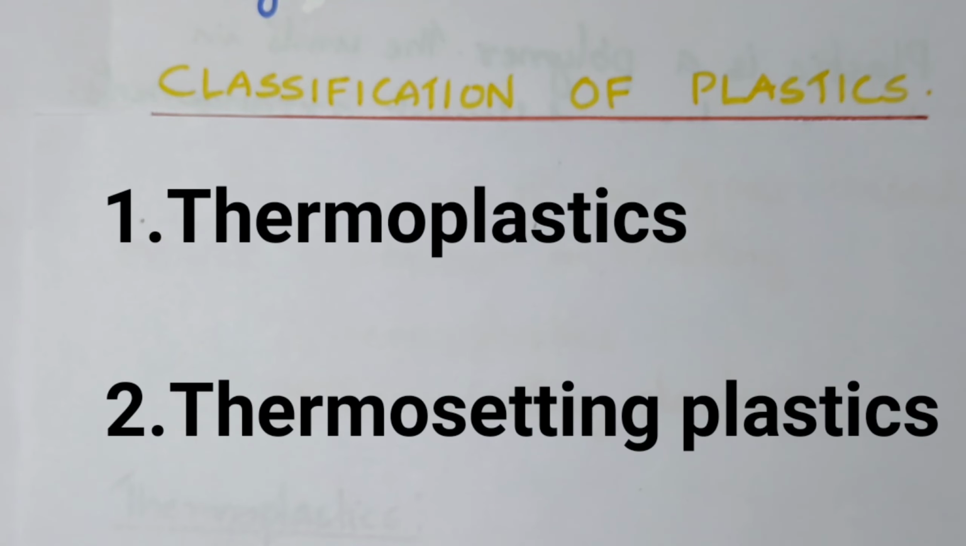Next is classification of plastics. Plastics are of two types based on their behavior on heating. What are the two types of plastics? Thermoplastics and thermosetting plastics. That is, plastics are classified into two types, thermoplastics and thermosetting plastics, based on their behavior on heating.